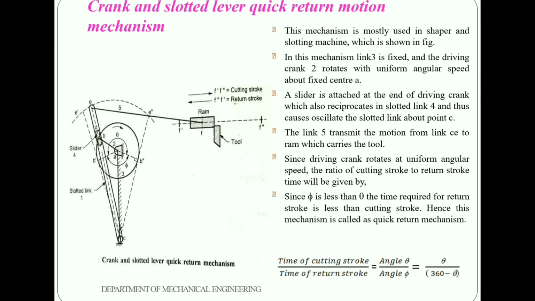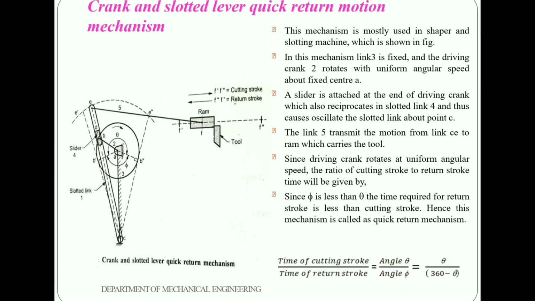Okay. Next one is the crank and slotted lever quick return motion mechanism. This mechanism is mostly used in a shaper and a slotting machine, which is shown in the figure. In this mechanism, link 3 is fixed and the driving crank 2 rotates with a uniform angular speed about a fixed point A. A slider is attached at the end of the driving crank, which also reciprocates in slotted link 4 and thus causes the slotted link to oscillate about the point C. The link 5 transmits the motion from link CE to the ram which carries the tool.